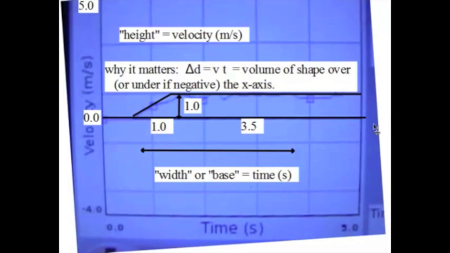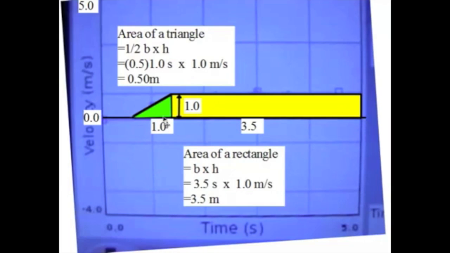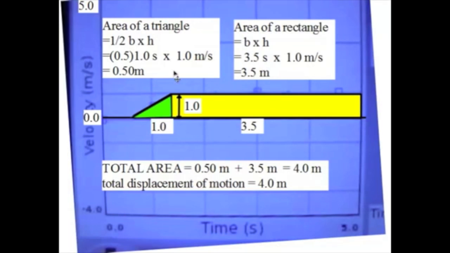If velocity is displacement divided by time, rearrange the equation: displacement equals velocity times time. That means the displacement in this graph equals my height, my velocity, times my base. So I have two different shapes here. I have a triangle, which has a base of 1 second and a height of 1 meter per second. So I can take that formula, 1/2 base times height, and I know that has a total area of 0.5 meters, and I have a rectangle. The rectangle has a height of 1 meter per second and a base of 3.5 seconds. Add up the total area of that shape and I get 4 meters.